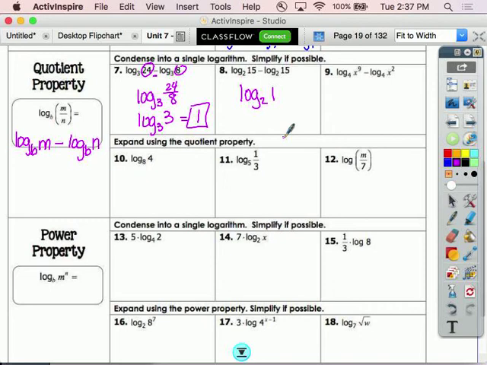Guys, this can actually be simplified. Tell me first what power I have to raise 2 to get 1. Who said it? Sarah said it first. Good job. Anything raised to the 0 power is 1. So the simplified version of this is 0.